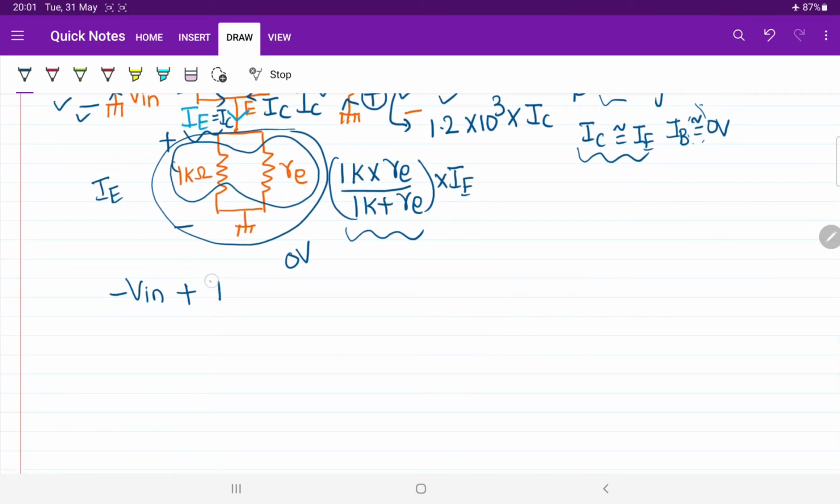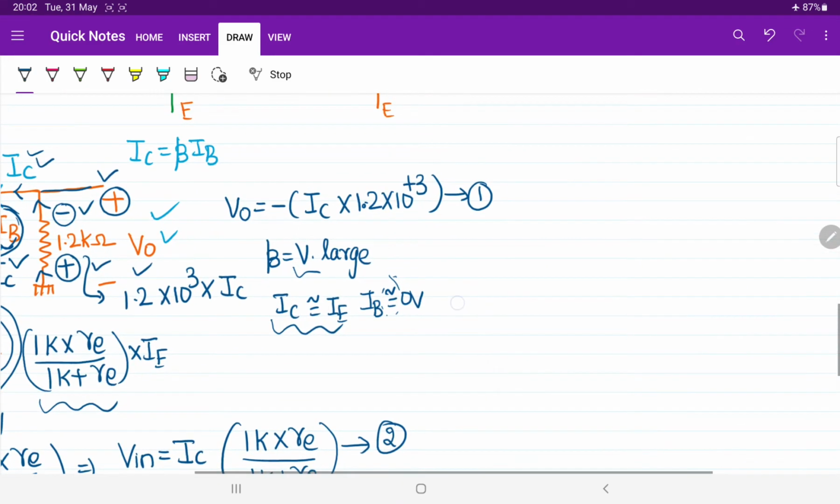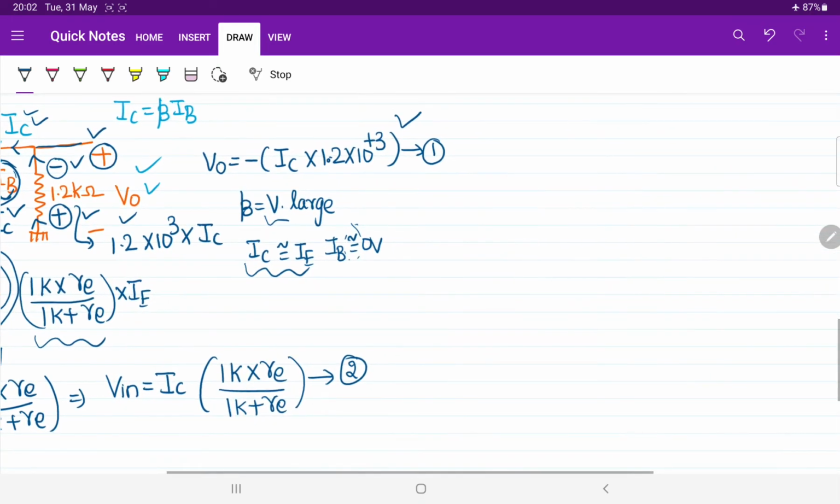The only other voltage drop is the emitter current IE, or we can say collector current IC, into 1K into Re upon 1K plus Re. That is the equivalent resistance of the parallel circuit. From this, we can say the input voltage Vin equals collector current IC into 1K into Re upon 1K plus Re. So we found the value of input voltage. Treat this as your equation number 2. Already we got the relation for output voltage. Now it's time to take the ratio between input and output voltage. So let me do that.